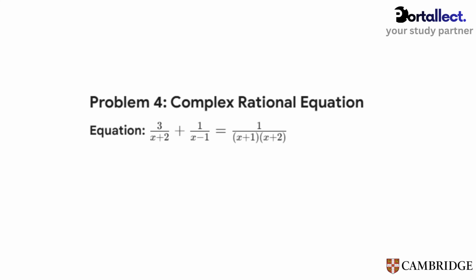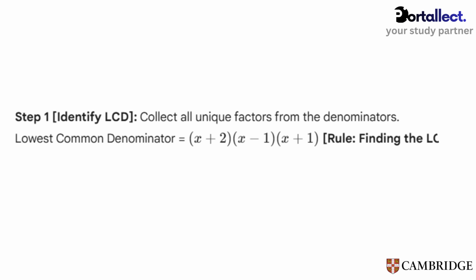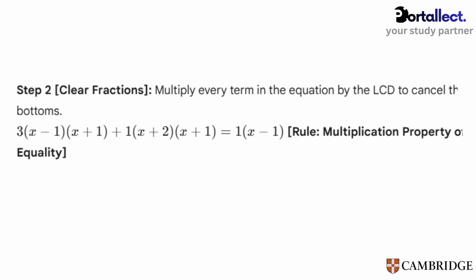Problem 4 is a complex rational equation. 3 over (x + 2) plus 1 over (x - 1) equals 1 over the quantity (x + 1)(x + 2). To solve this, our first goal is to clear the denominators. We identify the lowest common denominator as the product of all unique factors, x + 2, x - 1, and x + 1. We multiply every single term by this LCD.